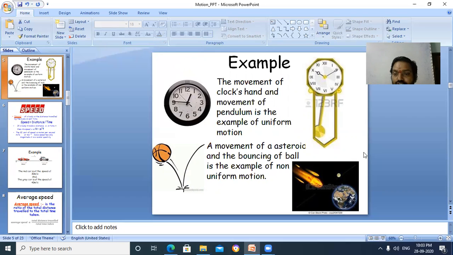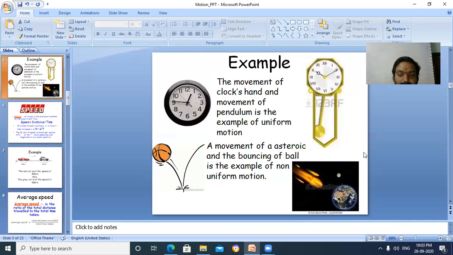And the movement of an asteroid and the bouncing of a ball are examples of non-uniform motion. Asteroids, generally we find some of the comets and asteroids, so it is quite non-uniform, we can say, because of the terrestrial atmosphere and the changes in it. So the friction offered and so many factors in the pressure, the atmosphere, so many factors are there. Therefore it is non-uniform. The distance covered is not at all uniform.